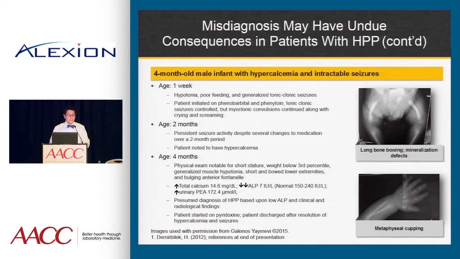And then look, the alk phos was 7, with the normal range being 150 to 240. And then the baby was given the presumptive diagnosis of HPP. They were started on that form of vitamin B6 that was able to cross the blood-brain barrier into cells, and the seizures went away. So you can see here's an infant who for 4 months has been treated with every anti-epileptic under the sun, but due to misdiagnosis, the proper treatment was not instituted.